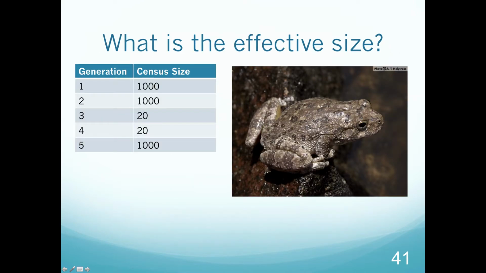So we can calculate effective population size given that harmonic mean formula for census counts of frogs, where the population size is 1,000, 1,000, 20, 20, and then 1,000. Try doing this calculation before moving on.